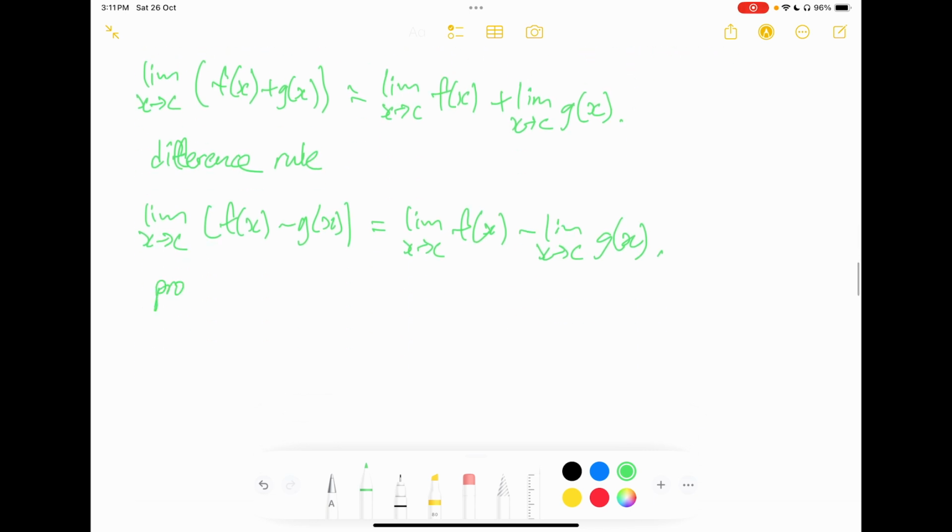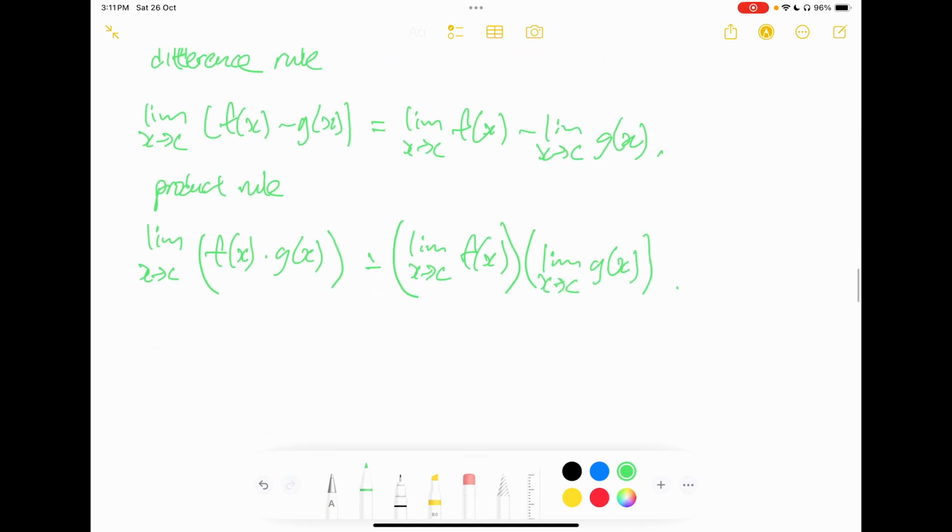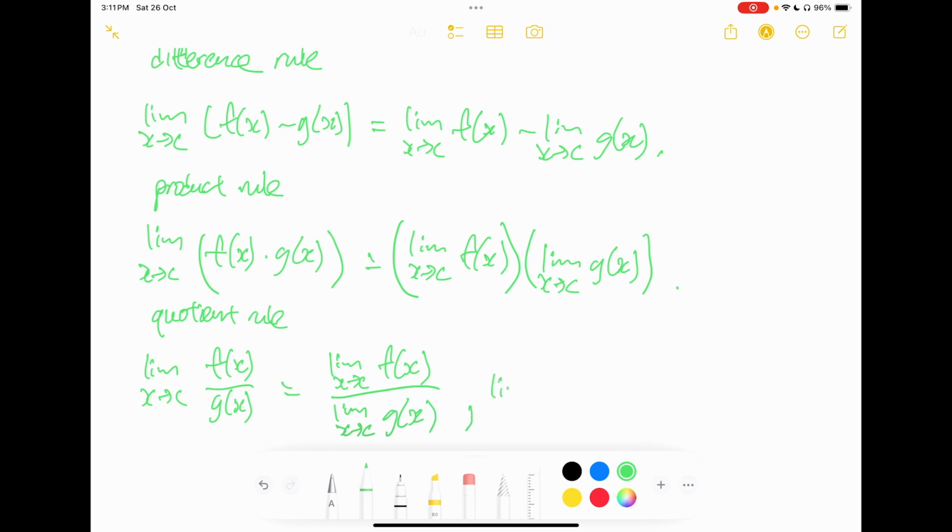There is the product rule, where the limit of the product of two functions is the same thing as taking the product of the limits of the two functions. And then there is also the quotient rule. It's the same thing. The only catch is that the limit of the denominator function cannot be 0, because otherwise that would be division by 0.